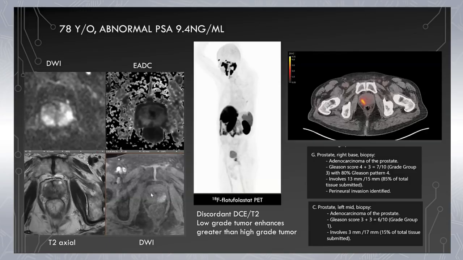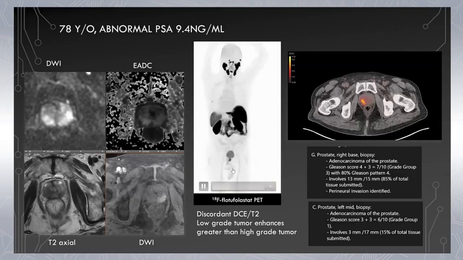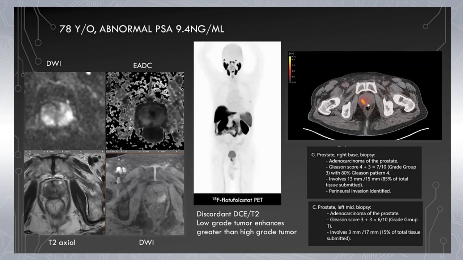One of the things that we know about prostate MRI, we can see discordant DCE and T2 weighted imaging as lower grade tumors may enhance greater than higher grade tumors. Let's look at this patient's PSMA PET. So we see that there's an area of clear abnormal uptake on the patient's right that correlates with the area that was not enhancing. Okay, so this is intensely PSMA metabolic.